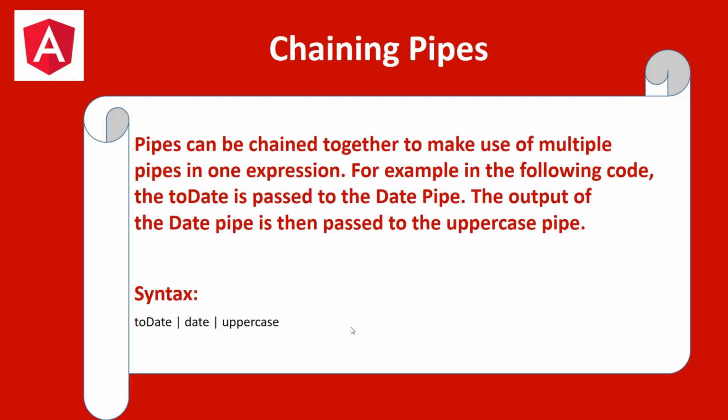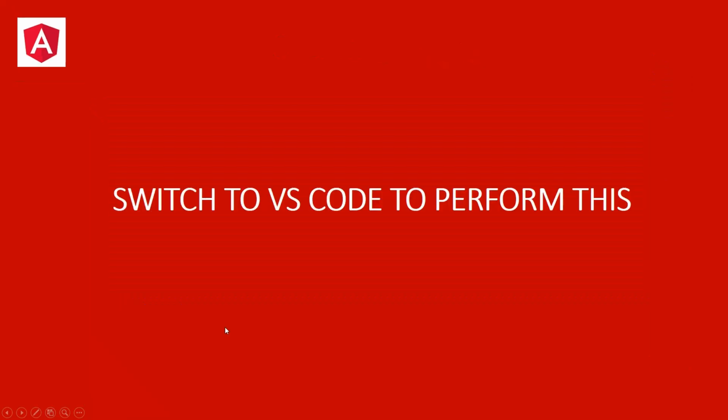And then next, we can also use chaining in Angular pipes. Basically, chaining means you want to perform multiple operations using pipes. So here is an example of it: on toDate, you are converting it into the date format, and then you are uppercasing it, right? So let's switch to the code to perform this.